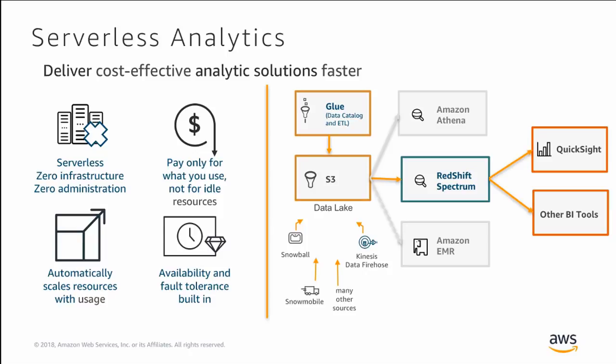For example, if you're running Glue ETL, you're only paying as that ETL process is running, and if the process isn't running, there's no charges for that ETL. It automatically scales based on the resources it needs, and its fault tolerance is built into the service. What we're going to dive into in this webinar is the highlighted path here, where we're leveraging Glue to be able to categorize your data on S3, and then Redshift Spectrum to be able to extend your data warehouse into your data lake and analyze your data very effectively.